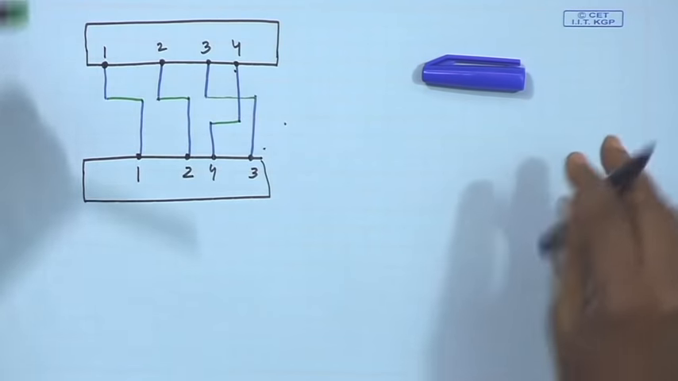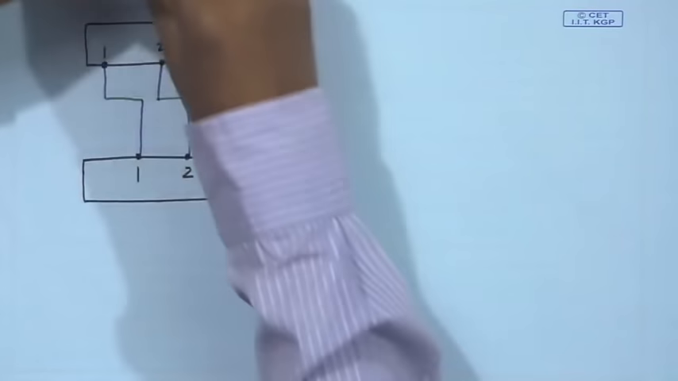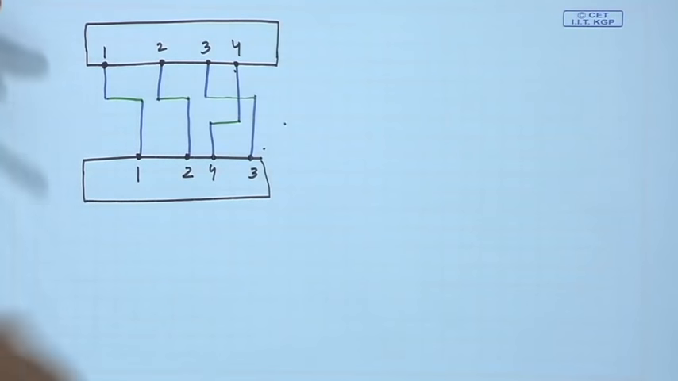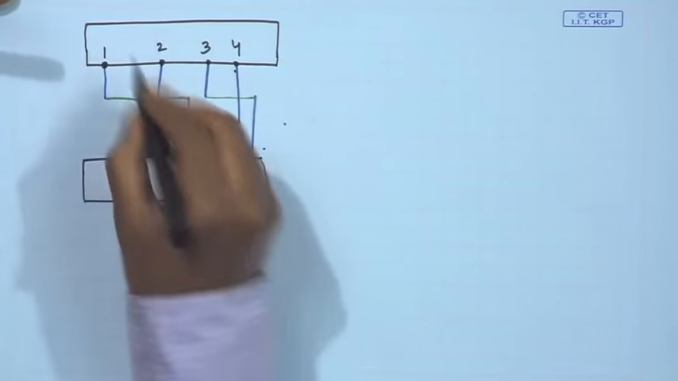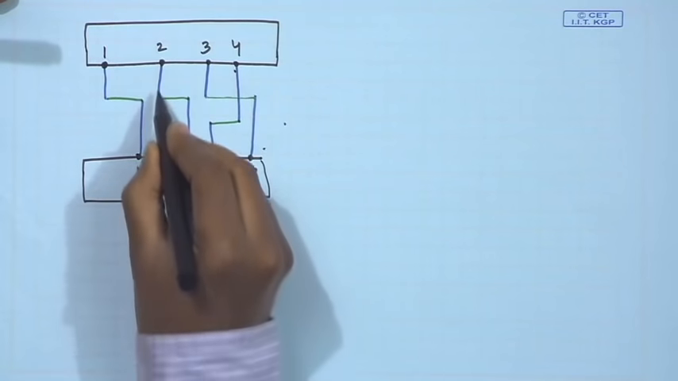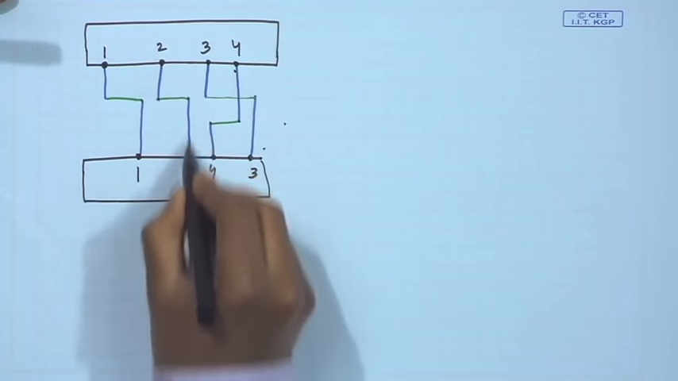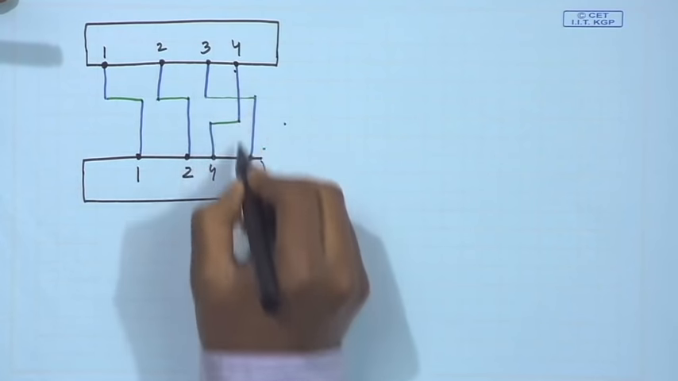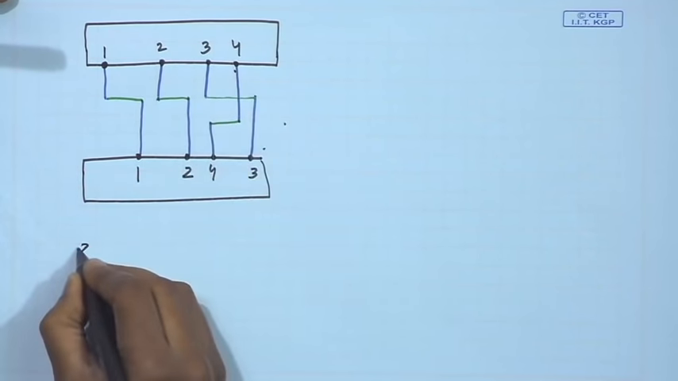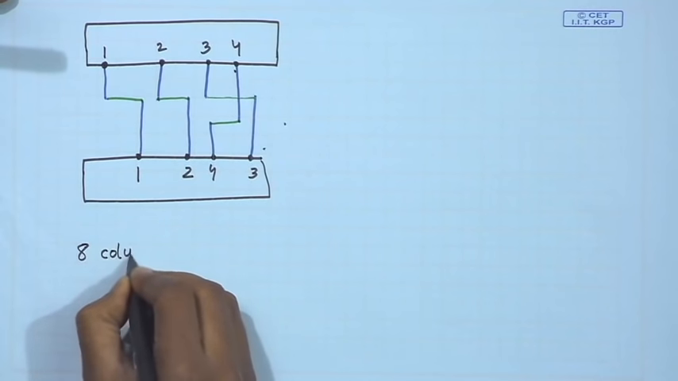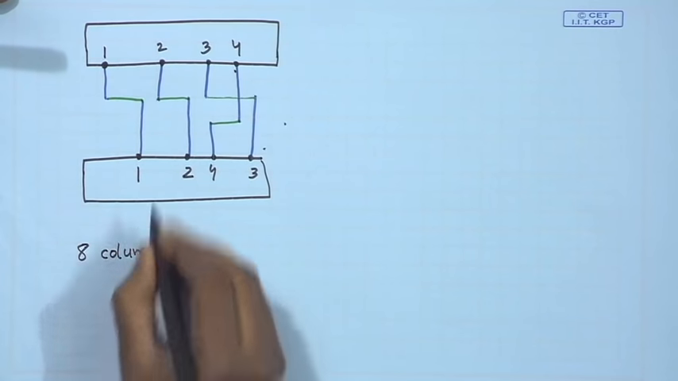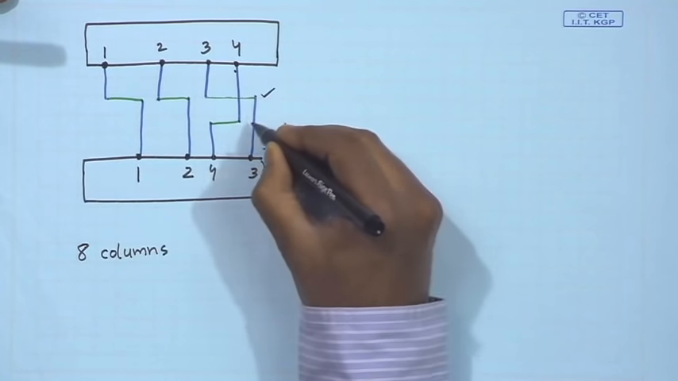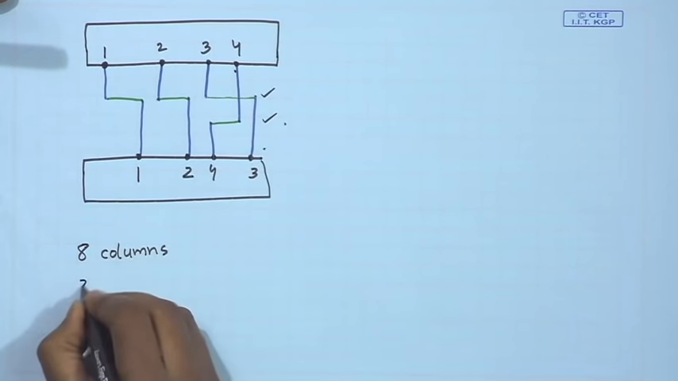So, you see, if you try to compute the area of this layout, how many columns are required in this layout? 1, 2, 3, 4, 5, 6, 7 and 8. 8 columns are required. And how many tracks? 1 and 2, 2 tracks.